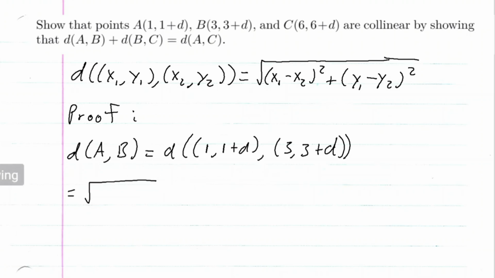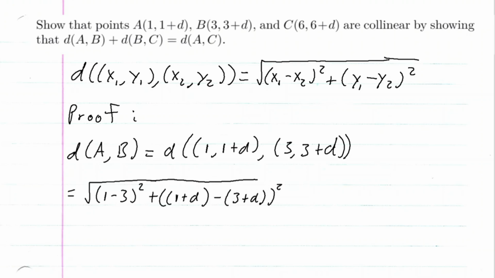And then this is equal to the square root, so a long square root. So this is going to be the difference between these, so (1 minus 3) squared plus (1 + D minus 3 + D) squared, right? All right, well, this is equal to, so (1 minus 3) squared is just negative 2 squared. And then we have D minus D, so the D's cancel, and we're going to be left with 1 minus 3 over here as well. So this will be negative 2 squared as well.